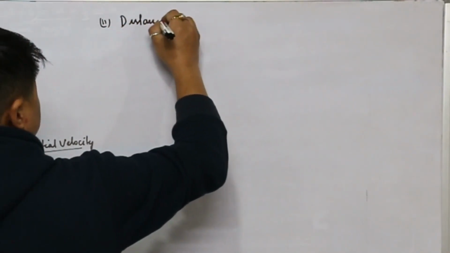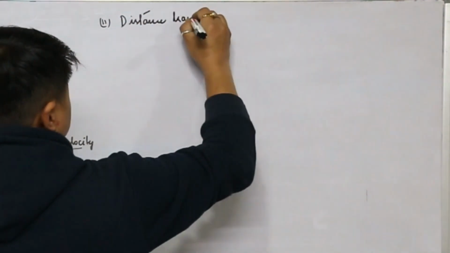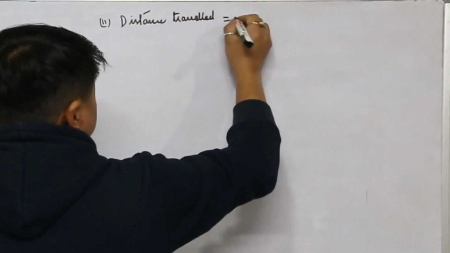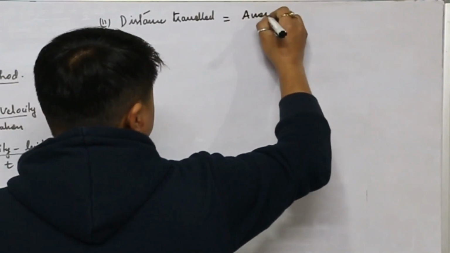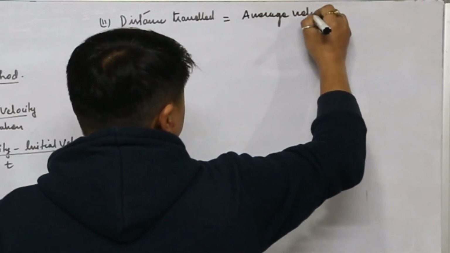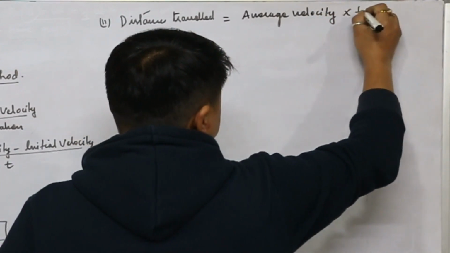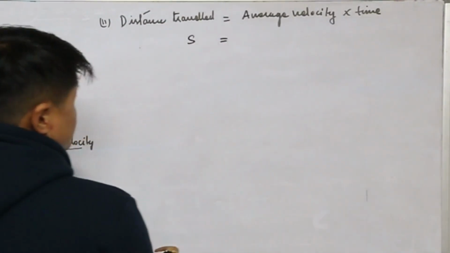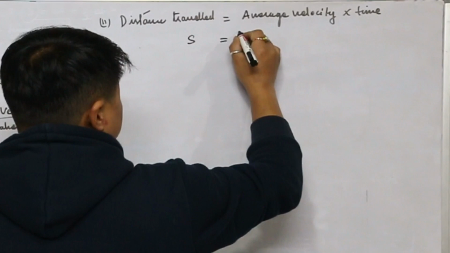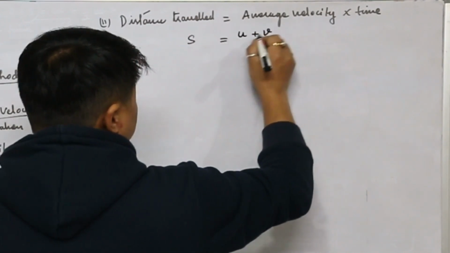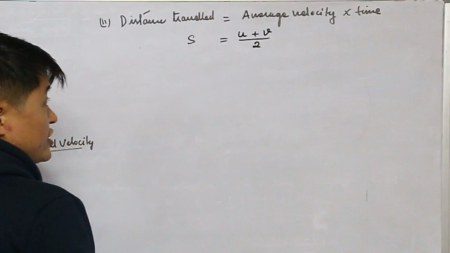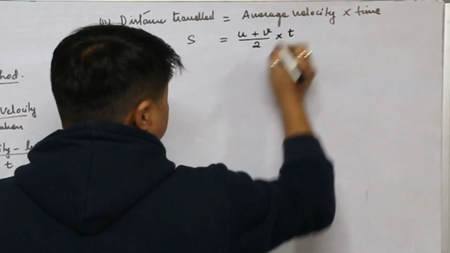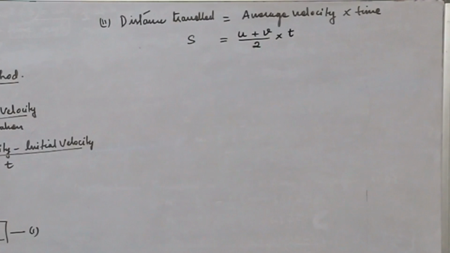distance traveled or displacement is equal to average velocity into time. Distance traveled is here s, is equal to average velocity, which is initial velocity plus final velocity upon 2, we have already done earlier, so into t. So in the second equation, what do we have to find? We have to find ut plus half at square. So here v is not there.